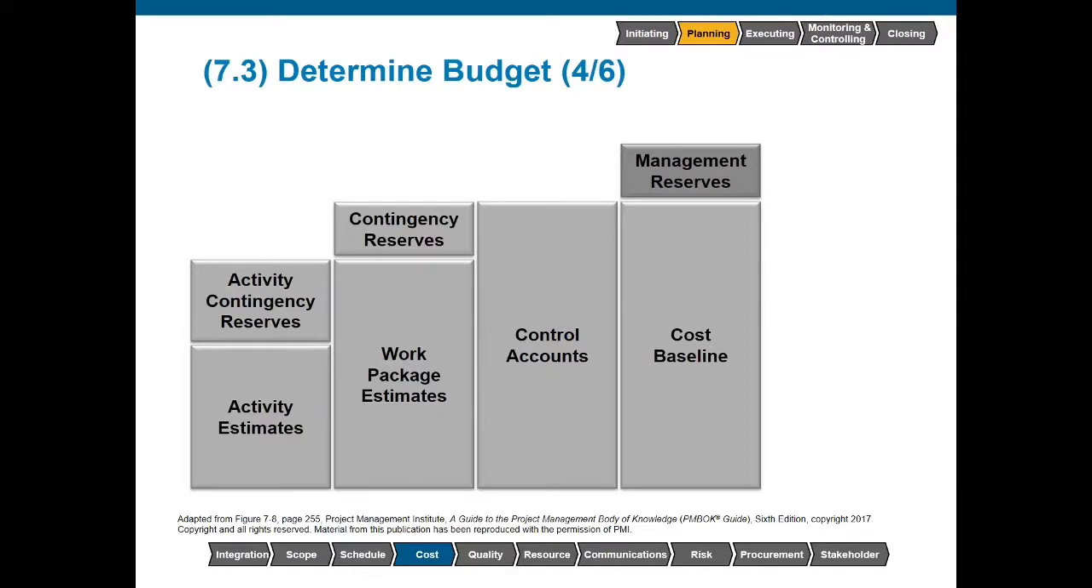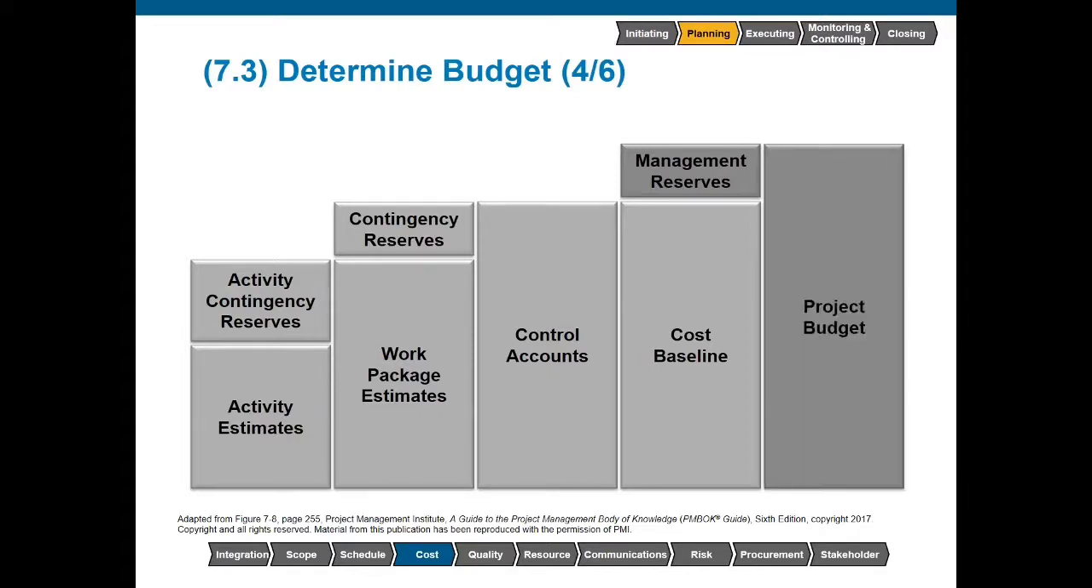The cost baseline and management reserves will be aggregated to create the total project budget. This is all of the funding that is set aside by the organization to complete this project's work.